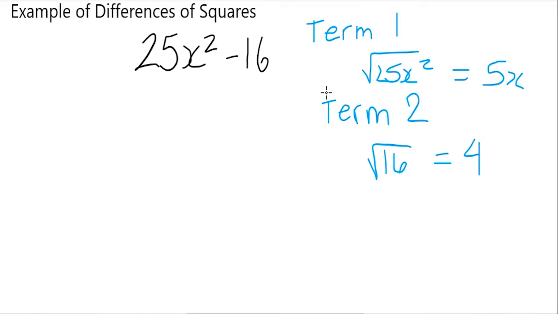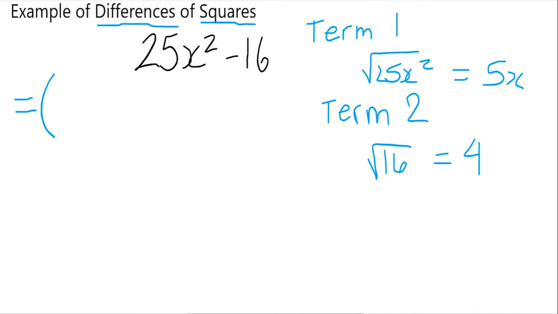So in order for it to be a difference of squares, there has to be a subtraction sign. And that makes sense. If you take a look at the name of this type of problem, it's differences, hence subtracting, of squares, hence square rooting the 2 terms. And that's just an easy way to remember this. Now, how do we set up differences of squares?